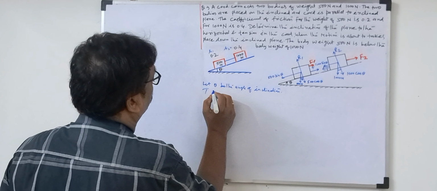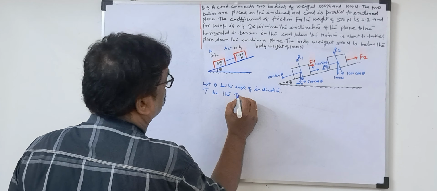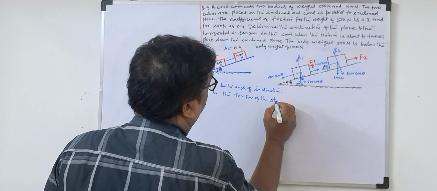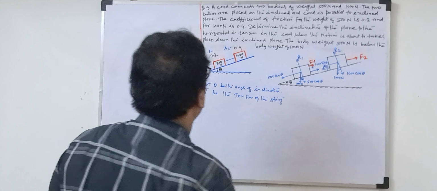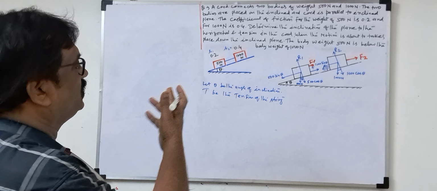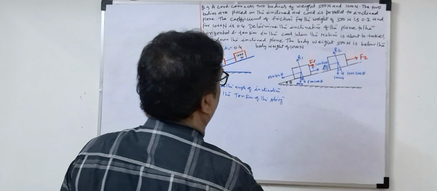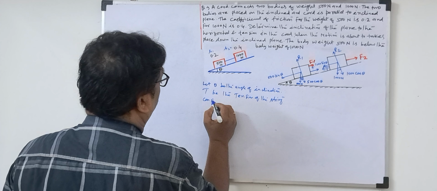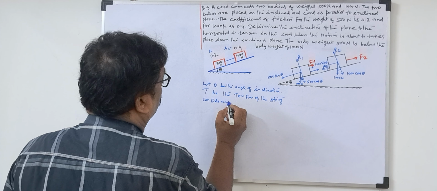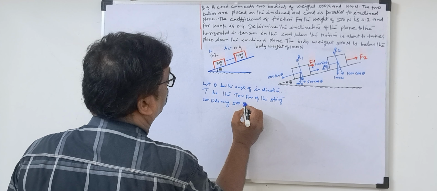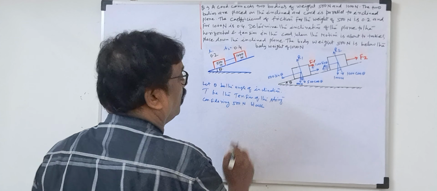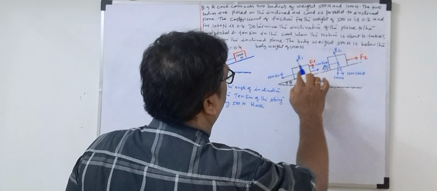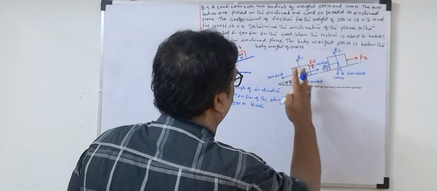And let T be the tension of the string. Mu1, mu2 are the coefficients of friction, and R1, R2 the normal reactions. Okay, I'm not writing all that. So considering the 500 Newton block, when taking the 500 Newton block, forget about the 1000 Newton part. So you consider only this part.